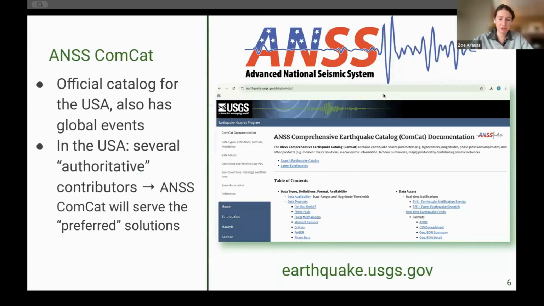So the number one source, which I'm sure many of you are familiar with, is the ANSS ComCat. This is the official catalog for the US, also including global events. And this is the main landing page for that and has lots of different data products you can parse through. The ANSS pulls data from several authoritative contributors. These are the regional seismic networks.